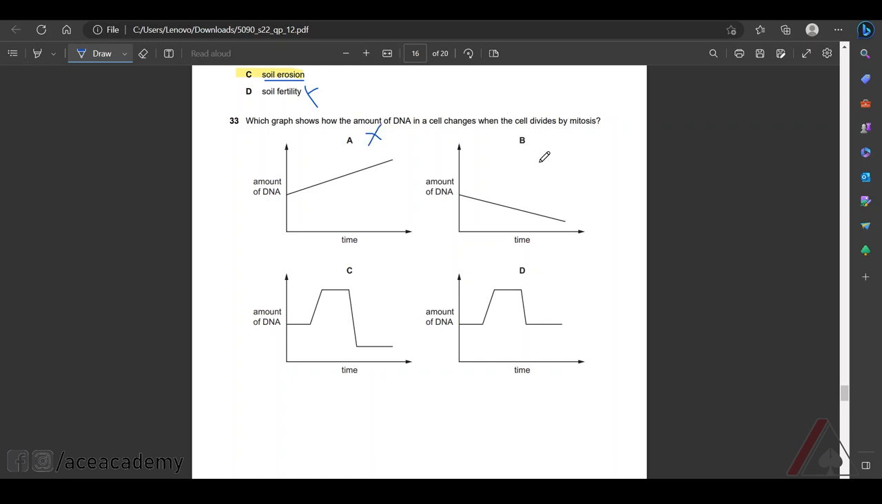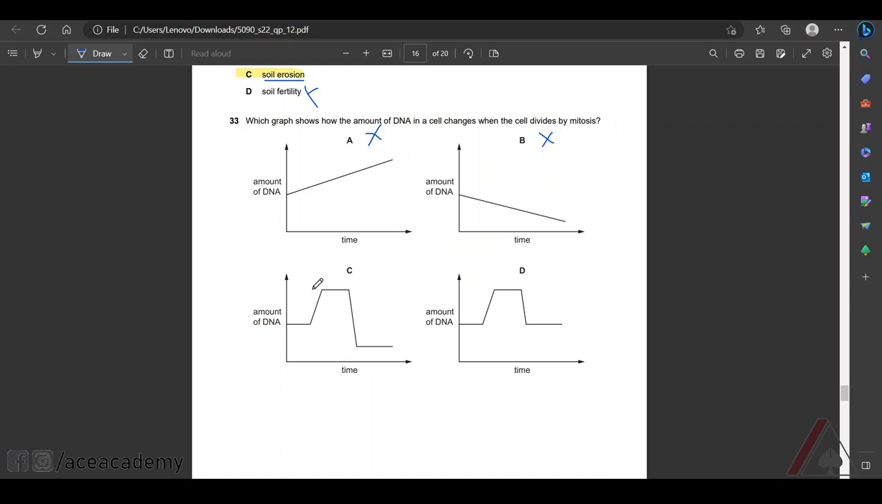Option B, the graph in option B says that the amount of DNA decreases throughout the entire cell cycle. Again, this is also wrong because the amount of DNA only decreases once during one stage of the cell cycle, which is cytokinesis, when the cell completely divides. Hence, option B is wrong.